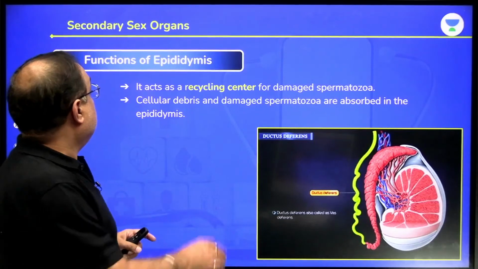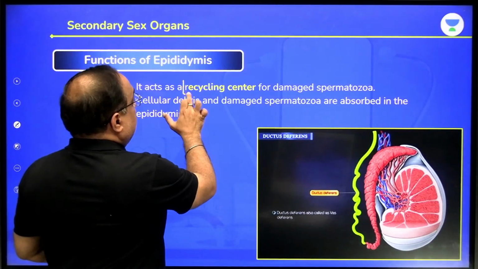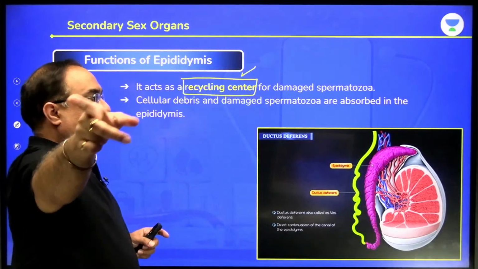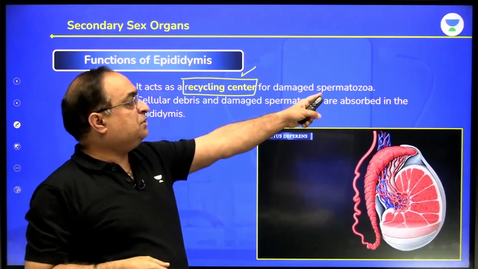Next function, it acts as a recycling center. Another function, epididymis, recycling center for the damaged sperms.